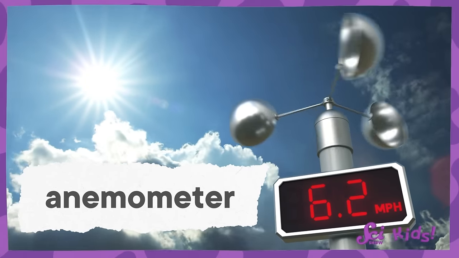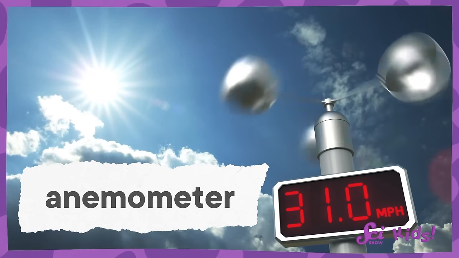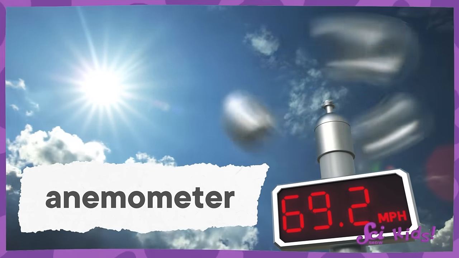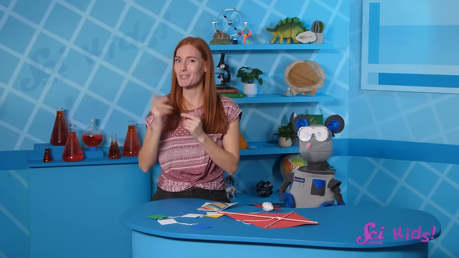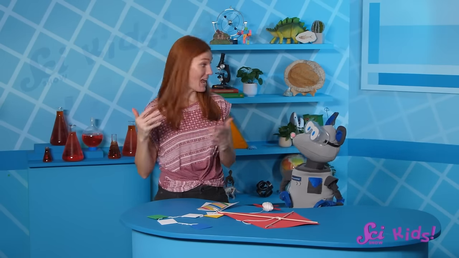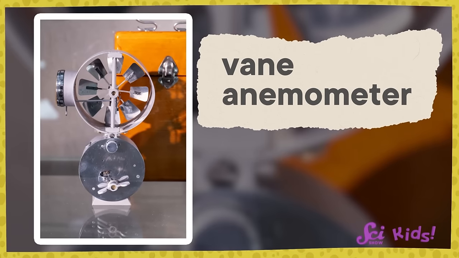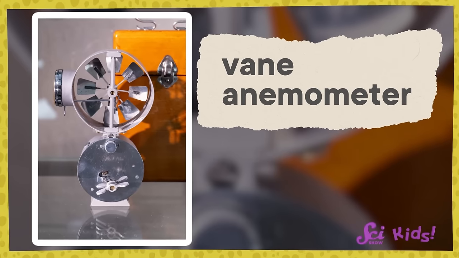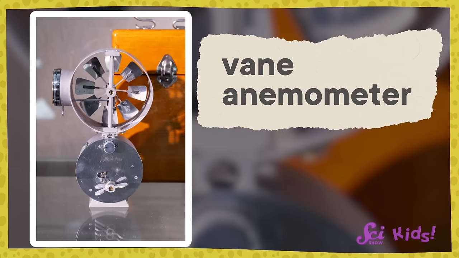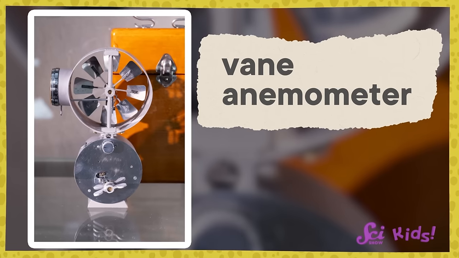Well, scientists can measure how fast the wind is going with a special tool called an anemometer. There are many designs for anemometers. Some common ones are called vane, cup, and hot wire. Vane anemometers use a rotating blade to show what direction the wind is going. And by timing how fast the blade spins, it can tell you the wind speed.